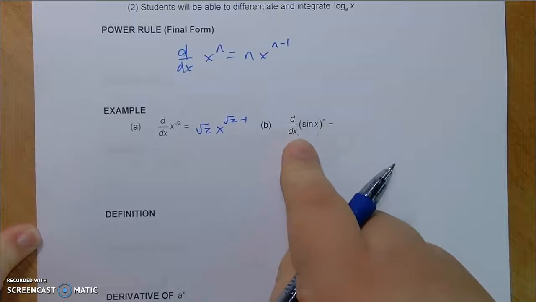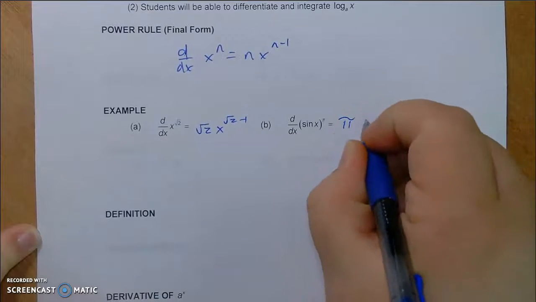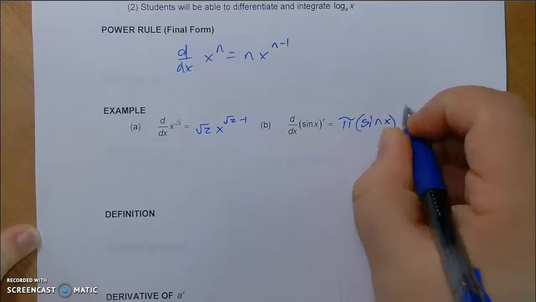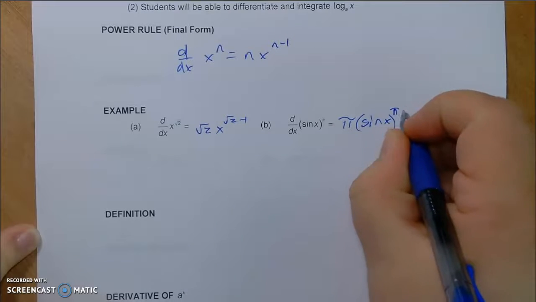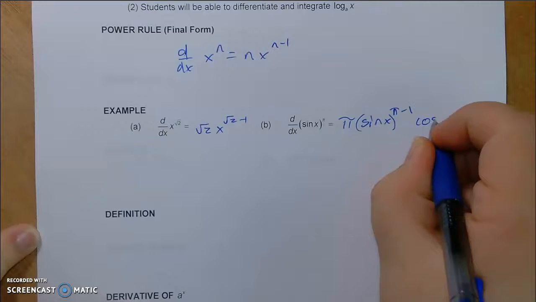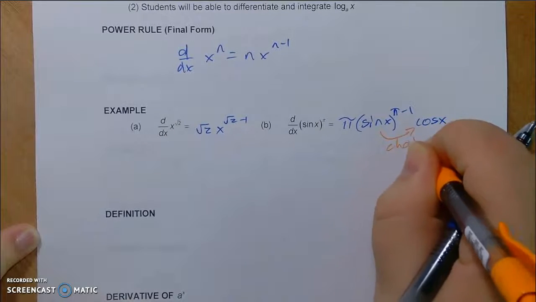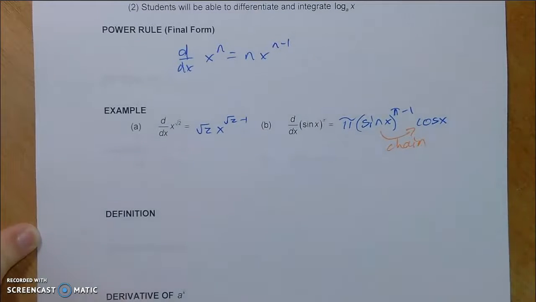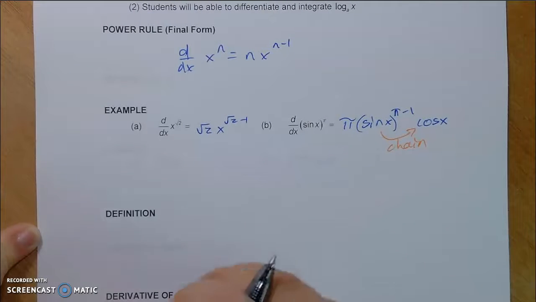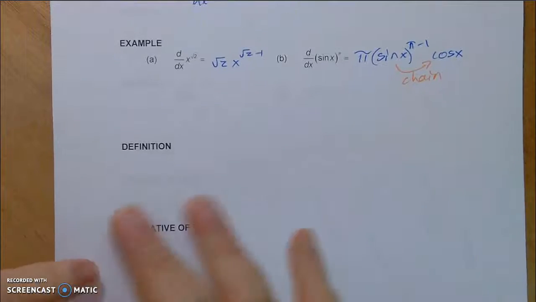So this next example, the derivative of sine x to the pi power would be pi sine x to the pi minus 1 power times the derivative of the inside, which is cosine. That's the chain rule, and we're done. So nothing too fancy there, just a formal technicality as far as proofs go.